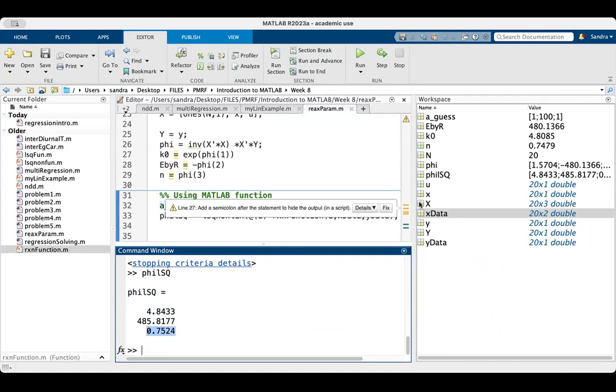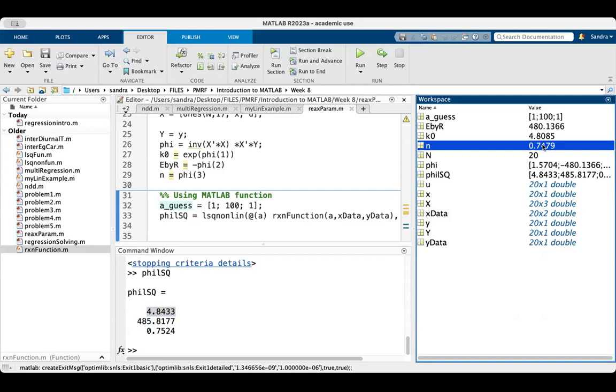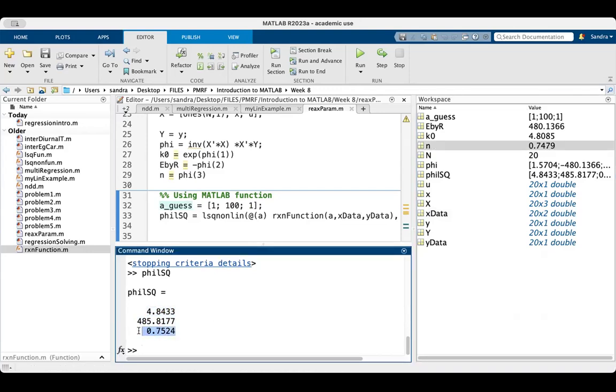Let us compare to whatever we got earlier from your linear least squares. E by R, what we got earlier was 480.1366. Here we are getting 485.8177. K0 earlier we got 4.8085, and we are getting 4.8433. N value earlier we got 0.7479. Using this method, we are getting 0.7524. Okay, there is a slight variation.